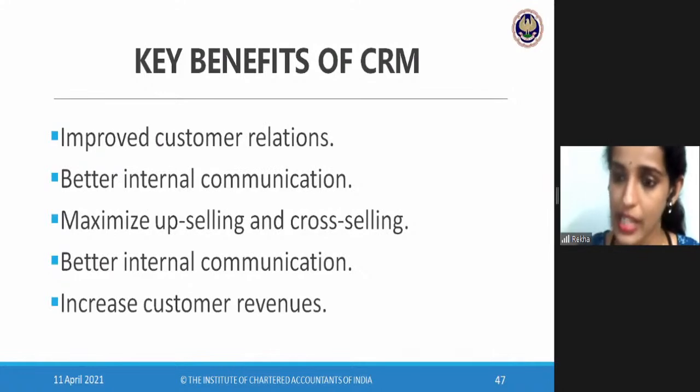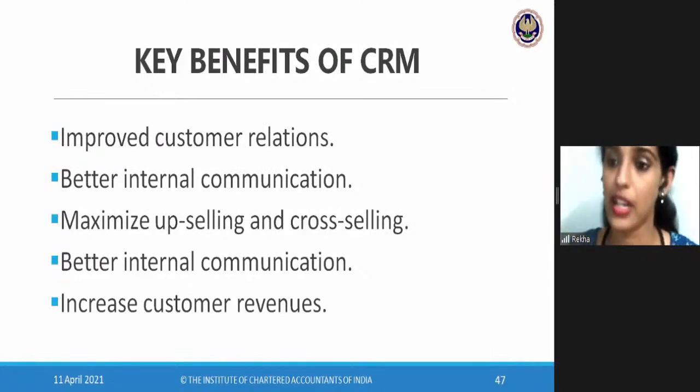By showcasing that, understanding your budget, understanding the nature of your product and what the specifications are, they are trying to sell you a premium product. This is called upselling. Upselling means trying to sell a premium product.